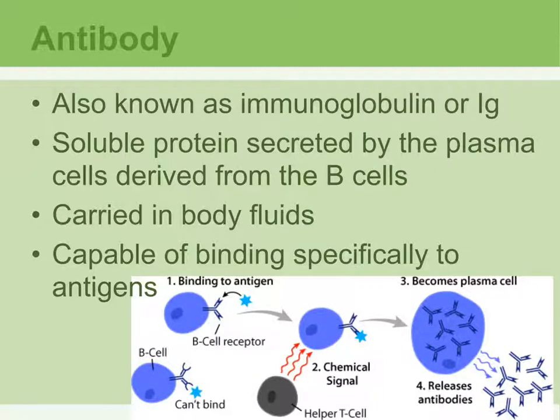They are soluble proteins and they are secreted by the plasma cells that derive from the B cells, which are involved in the humoral immune response. The antibodies are then carried in the body fluids such as blood. The antibodies are capable of binding to specific antigens and carrying out various types of reactions or effects in the immune response.